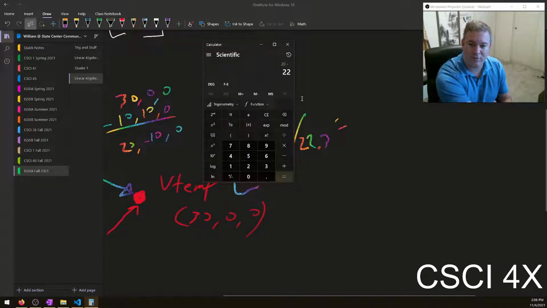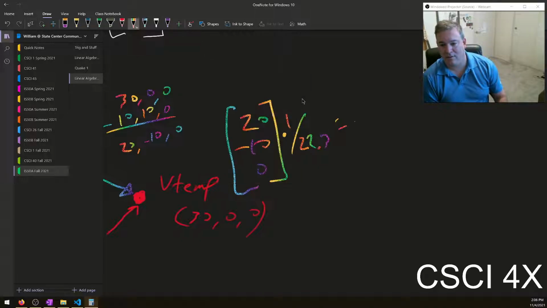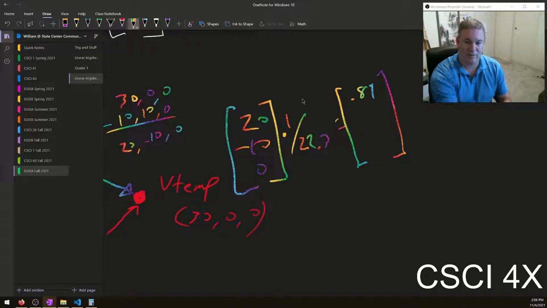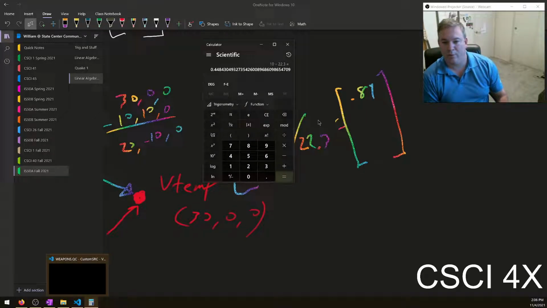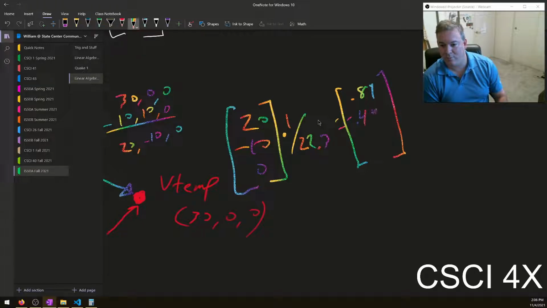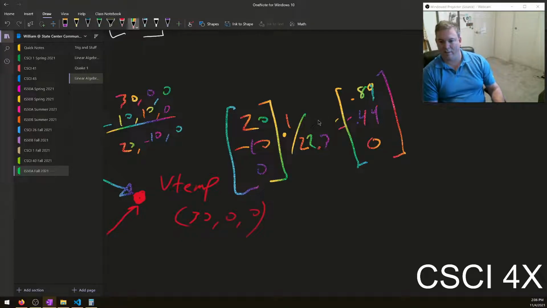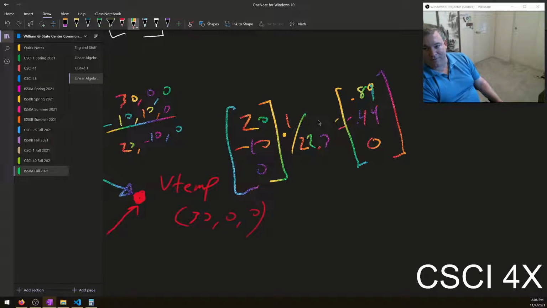So 20 divided by 22.3 turns into 0.89. 10 divided by 22.3 is going to be a little less than a half. 0.44, negative 0.44, and 0 divided by anything is still 0. Okay, you guys see that? So now we've got a vector that is 0.89, negative 0.44. The length of this vector is 1.